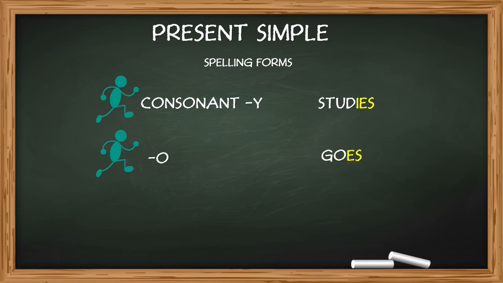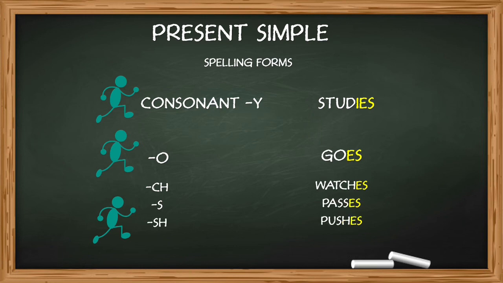We've got a verb, and it ends in an O. For example, go. If I want to add the extra S, it goes this way. She goes to school every day. Now, if you got a verb, and it ends in CH, watches, S, passes, SH, pushes, or an X, fixes, or a Z, buzzes, okay?